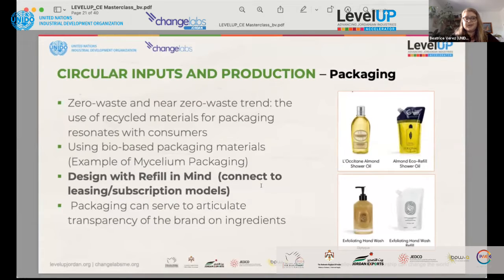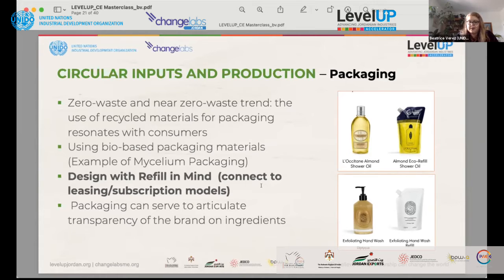So final point on the circular inputs in production, and no less important, is really thinking and bringing together all of this in terms of the packaging. So here you really have to be mindful of the most prominent trends when it comes to this field. So for example, for packaging, it's zero or near zero waste, and using recyclable materials as much as possible. Especially because, I think there was research not very long ago that said that something like 60 to 80% of customers will look at the recyclability of the packaging when they're making a decision about that product.